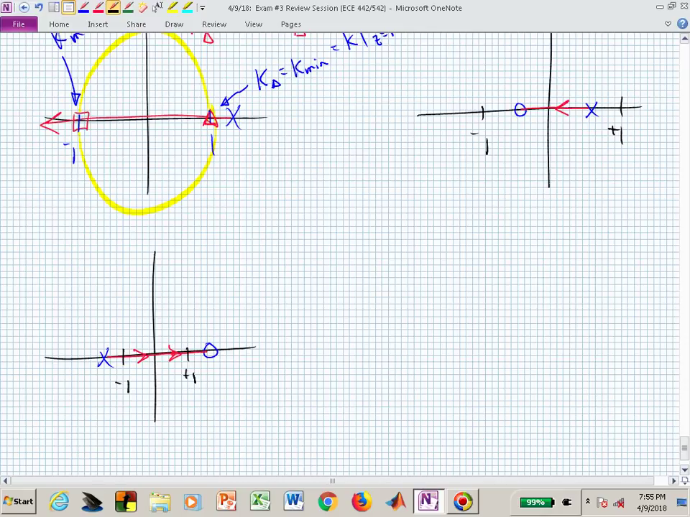Do you see how you kind of have to stay awake during the exam? You can't always assume that z equal to 1, evaluating the K expression, will produce the minimum value of K. Oh, really? Really? You have to worry about which direction these branches are moving.